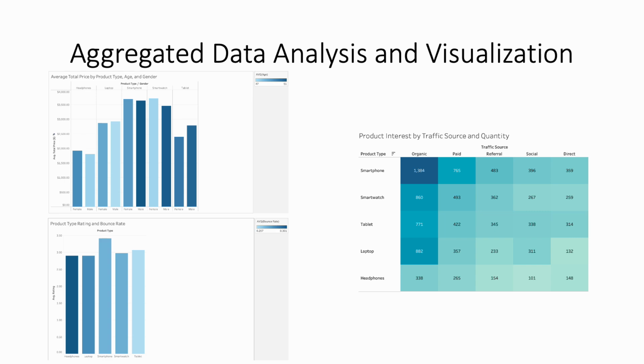Last, looking at the heat map, I was able to conclude that social and direct traffic sources drive the lowest quantity of purchases, which leads me to recommend improving Apple's social media management and customer outreach programs.